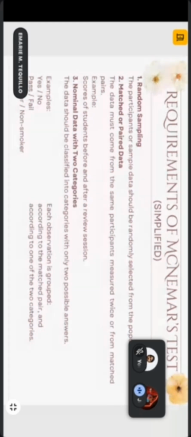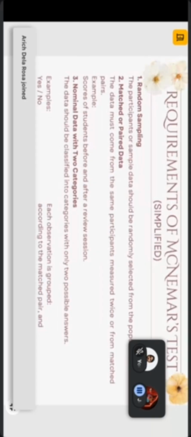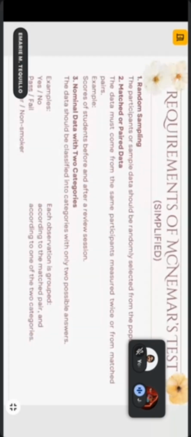Third, nominal data with 2 categories. The data should be classified into categories with only 2 possible answers. Examples, yes or no, pass or fail, smoker or non-smoker. Each observation is grouped according to the match pair and according to one of the 2 categories.